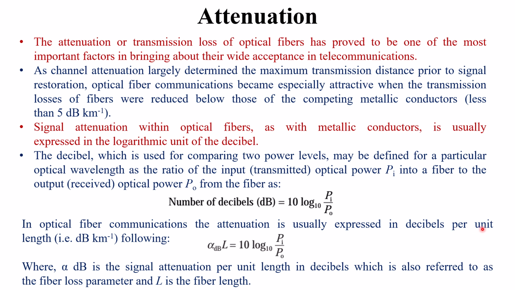In optical fiber communications, the attenuation is usually expressed in decibel per unit length. Instead of simple decibel, we express it in terms of decibel per unit length. So we can write it in this way: the total attenuation is alpha dB into L, where L is the length of the fiber, that is equal to 10 log to the base 10 Pi by PO. This alpha is the signal attenuation per unit length in decibel, which is also referred to as the fiber loss parameter, and L is the fiber length, as I said.